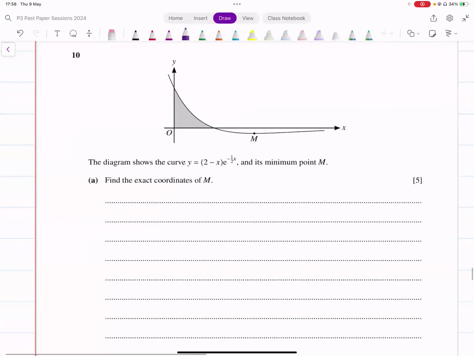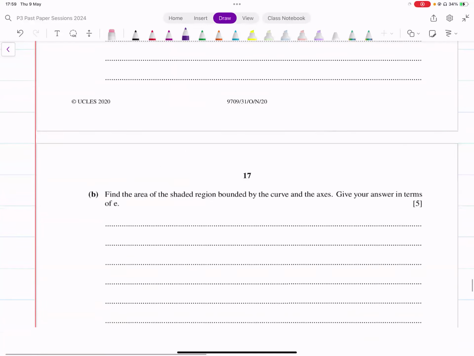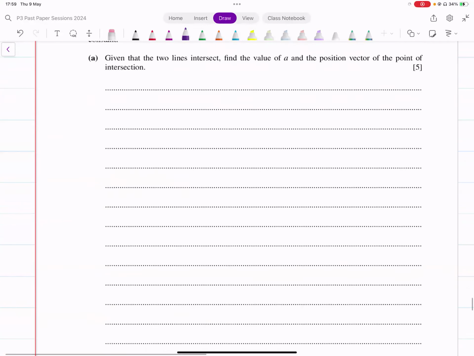You have this integration. You have to use integration by parts here. In the second part, I think, for finding the area. And the first part is just differentiation. We use the product rule here. Again, not that difficult. Question number 11.